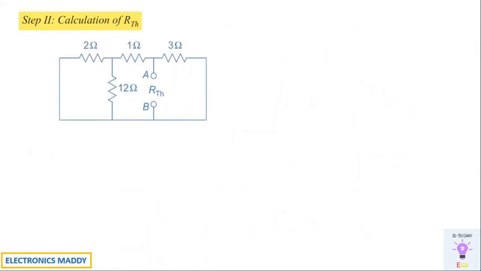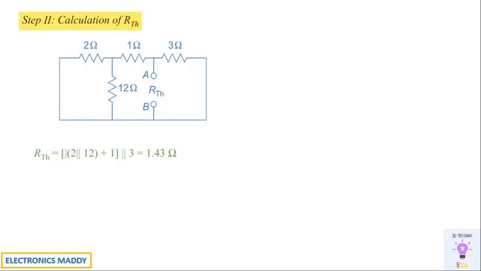Now let's go to step 2. Step 2 is to calculate RTH. What we will be doing for calculating RTH, we will open circuit that particular terminal and replace the voltage sources by short circuit and current sources by open circuit, and that is what is shown. The voltage sources are all short circuited over here, and now we'll be finding the value of the effective resistance. That is nothing but, we have to simplify this. 2 ohm and 12 ohm are connected in parallel, so you use the formula RP equal to R1 R2 by R1 plus R2. Find the effective value.